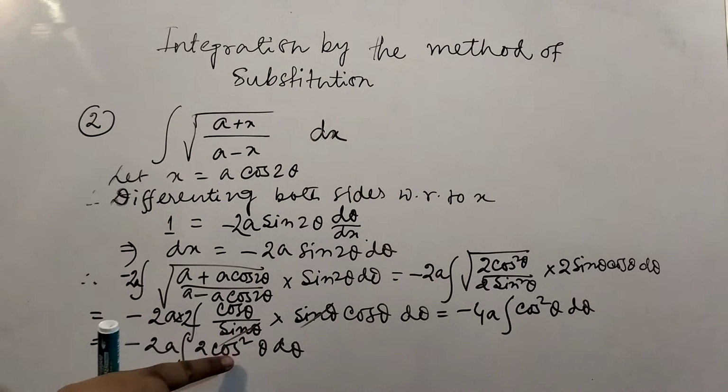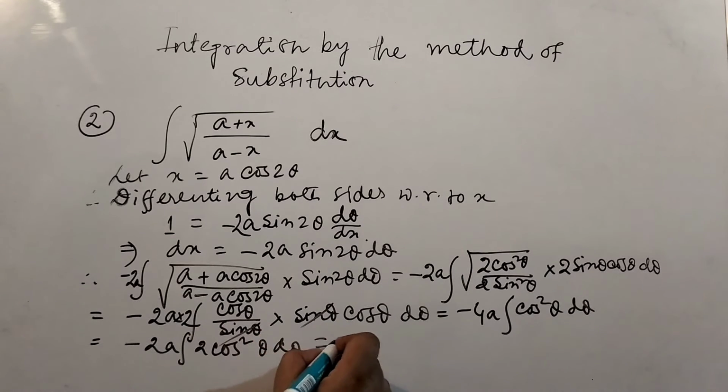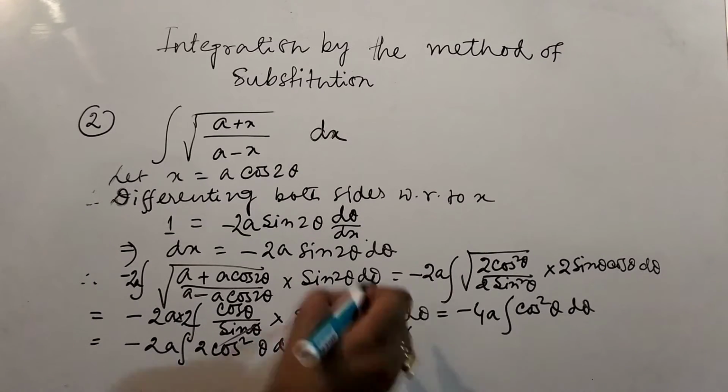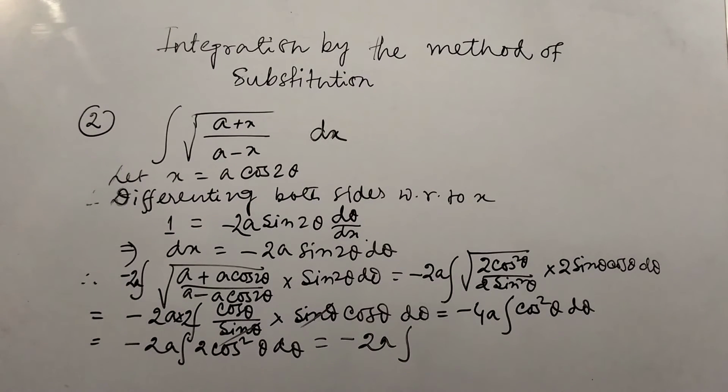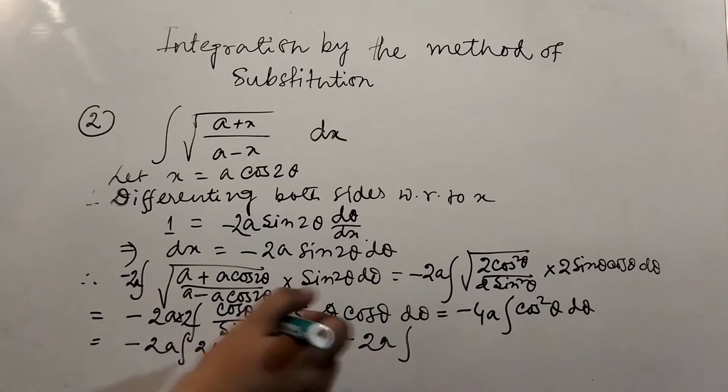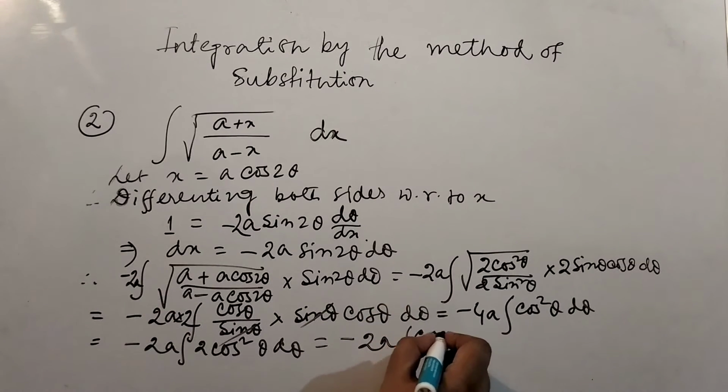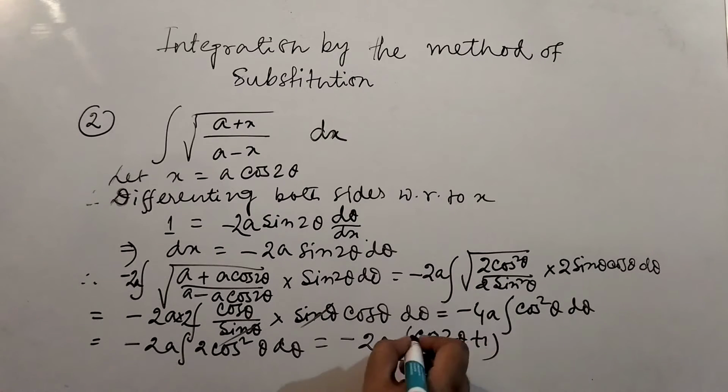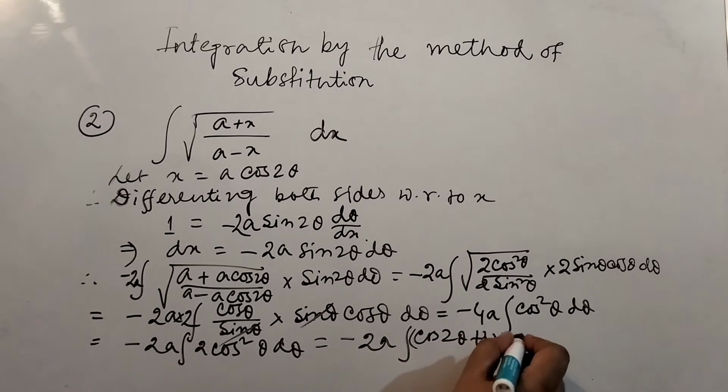Now, this 2 cos squared theta d theta can be replaced by cos 2 theta plus 1, because we know that cos 2 theta equals 2 cos squared theta minus 1. So, in the place of 2 cos squared theta, we can write (cos 2 theta plus 1) d theta. Okay. Now we have got a very simple structure.